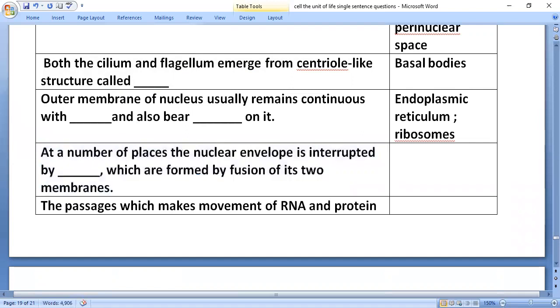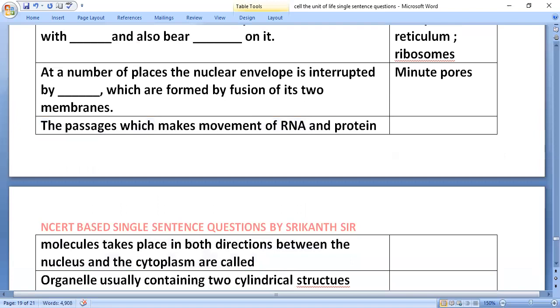At a number of places the nuclear envelope is interrupted by minute pores, which are formed by fusion of its two membranes. The passages through which movement of RNA and protein molecules takes place in both directions between the nucleus and the cytoplasm are called nuclear pores.